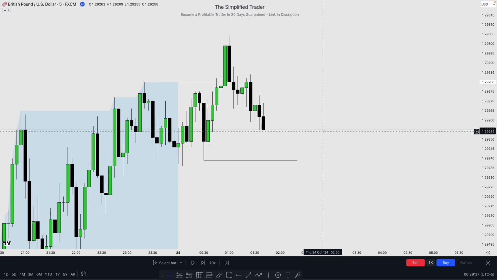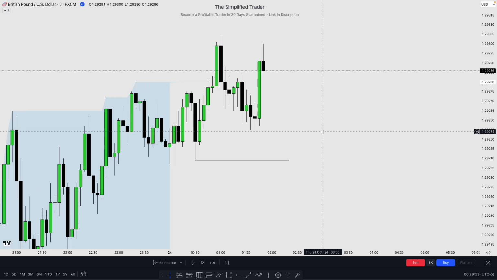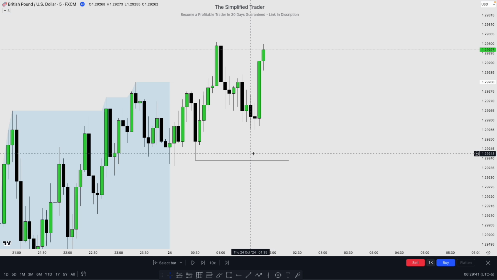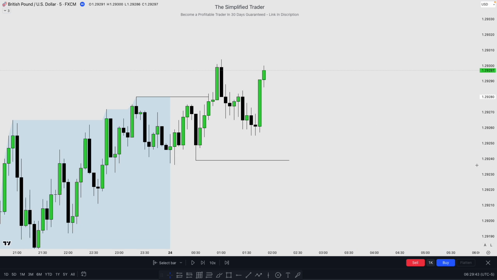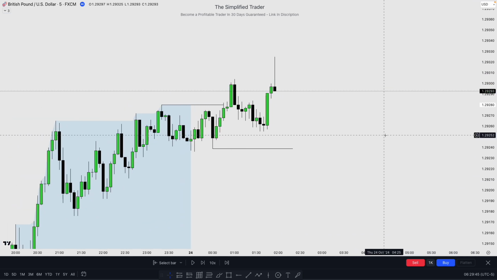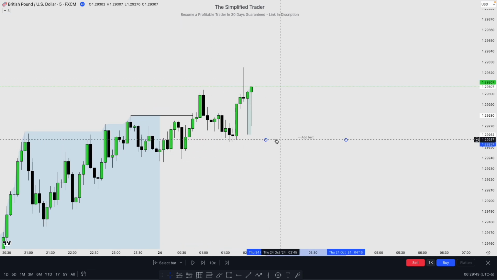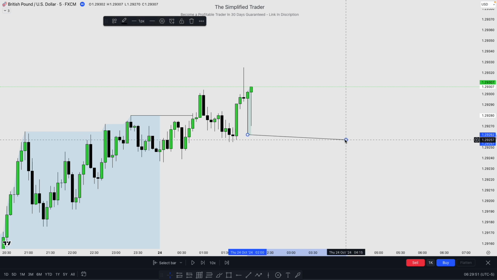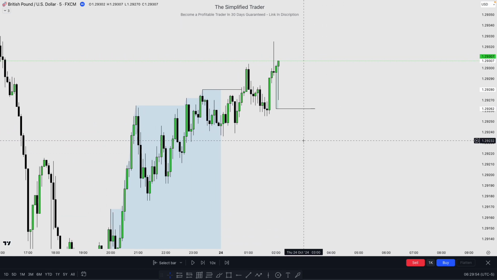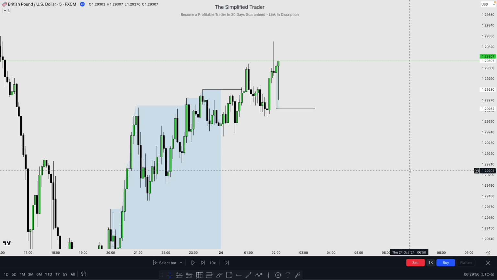Let's wait for a new swing low to form. Do we have a swing low? We have equal lows. That doesn't count. Waiting for a new swing low to form. Here we go. Here we form a new swing low. Waiting for a body close underneath this swing low.